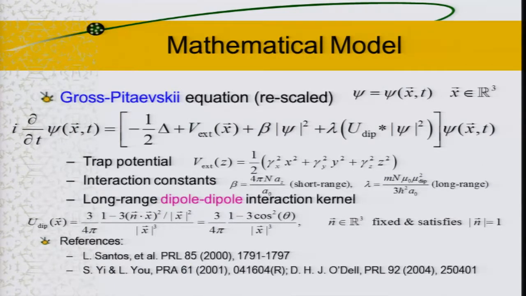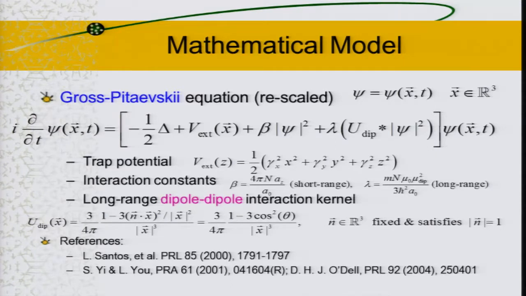To study this problem, physicists use this kind of mathematical model. It is a nonlinear Schrodinger equation with a cubic local interaction and also a non-local interaction, also called the Gross-Pitaevskii equation. Here I show it rescaled for three dimensions. This model can be formally derived from the n-body linear Schrodinger equation for n dipoles by using mean field theory. Suppose the n-body system has a local interaction, going to the Dirac delta interaction kernel, and also the long-range dipole-dipole interaction.